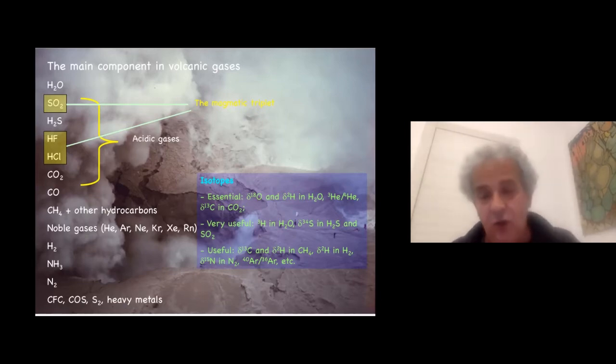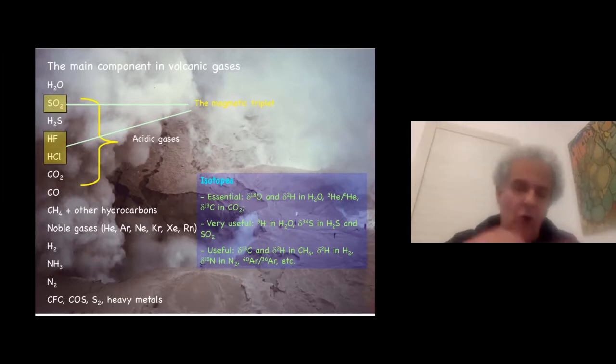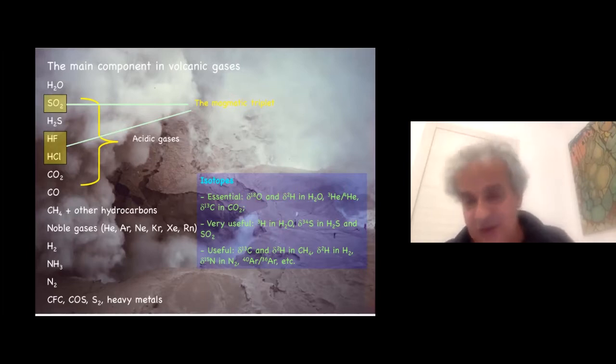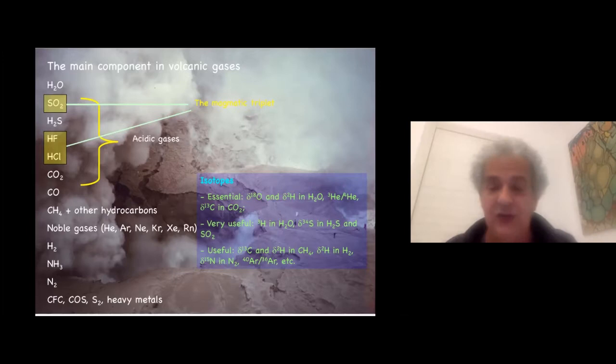Then there is a group that is called very useful, tritium in water. We are not going to deal with this, but it's important to try to understand how long is the circulation of the steam inside the volcanic system. Most important, we'll see how to do this, the delta 34 sulfur in H2S and SO2 to understand if, for example, they are in equilibrium between them or in disequilibrium.